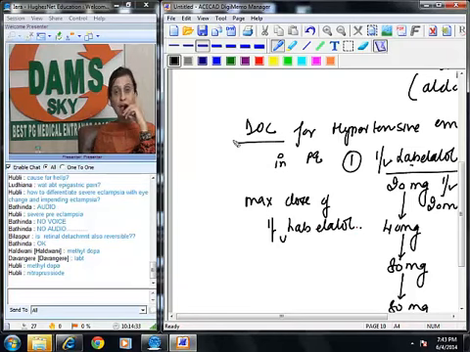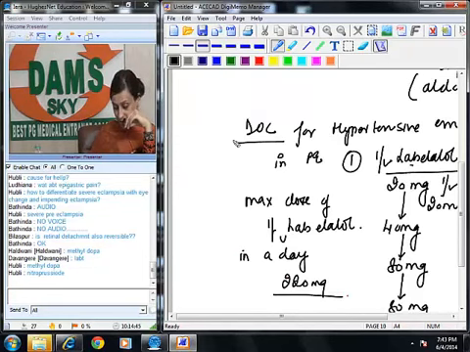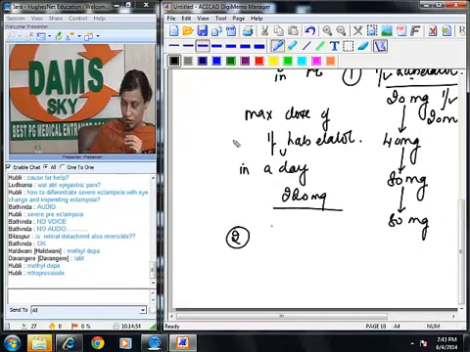What is the maximum dose of IV labetalol which is given in a day, or which can be given in a day? The answer is 220 milligrams. The maximum possible dose of IV labetalol that can be given in a day is 220 milligrams.